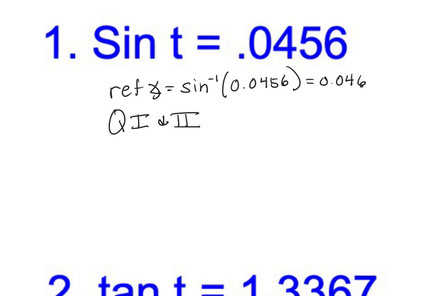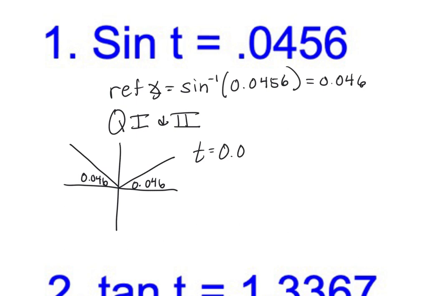That means my answers are going to be above the x-axis in quadrants 1 and 2. So now I have my reference angle and I have the quadrants. I'm going to draw my angles. I've got my first angle in quadrant 1 and my second angle in quadrant 2, both with that reference angle, 0.046. And in quadrant 1, it's easy. It's just simply the reference angle. In quadrant 2, it will be pi minus the reference angle.